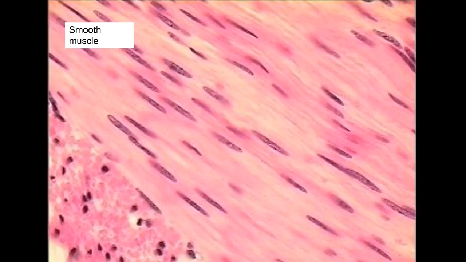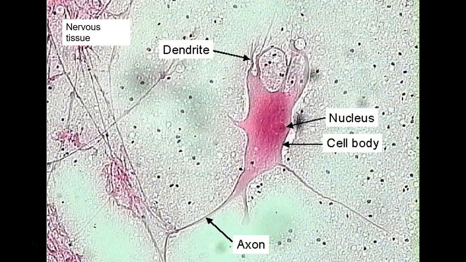And smooth muscle, we already did these. That smooth muscle cut two different ways. There's a neuron. Okay, so that should finish up that PowerPoint.